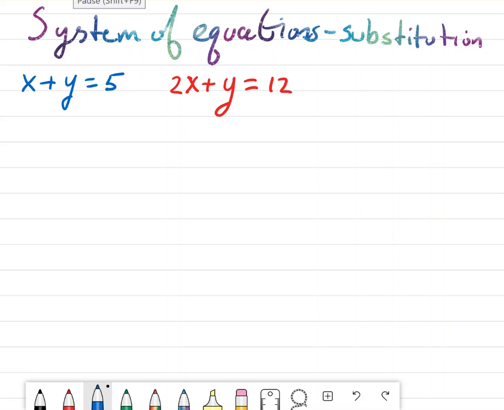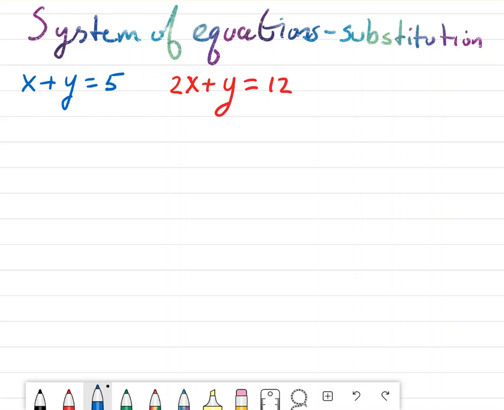Welcome back, students. Today we're going to be using substitution to solve a system of equations. I have two linear equations written on my little board, x plus y equals 5 and 2x plus y equals 12. What we're going to do is take the first equation, which seems to be ready to be solved for one variable only, and we're going to choose which variable we should solve it for.